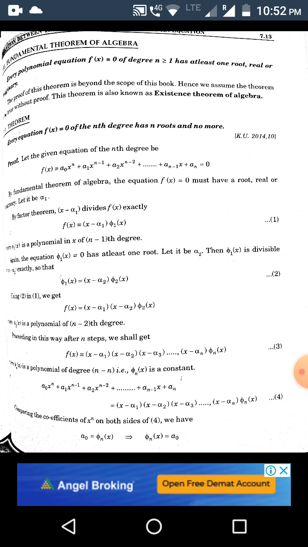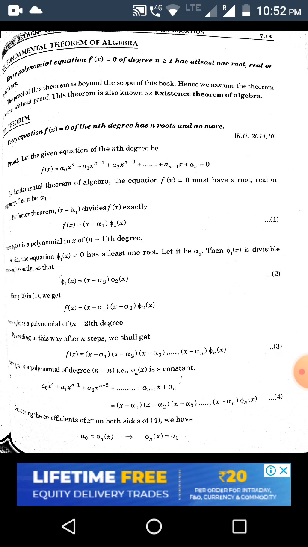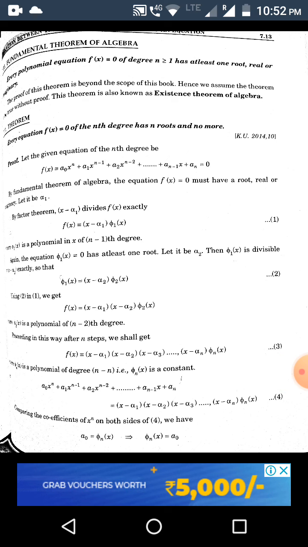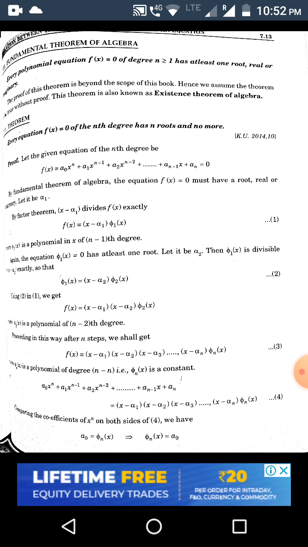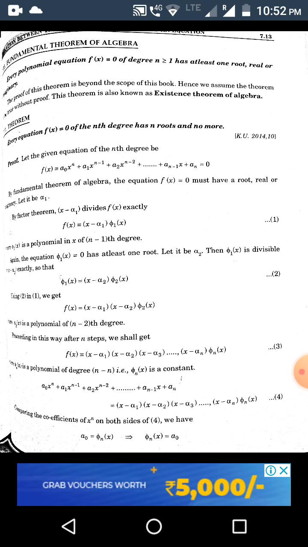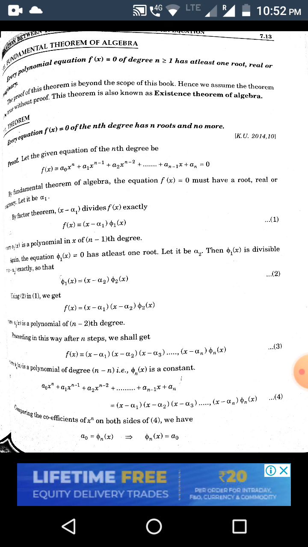We'll go to the next result. Our next result is every equation f(x) equal to 0 of nth degree has n roots and no more. It means we have to prove that every polynomial equation of degree n has n roots and it has no roots other than n. So let's start the proof.